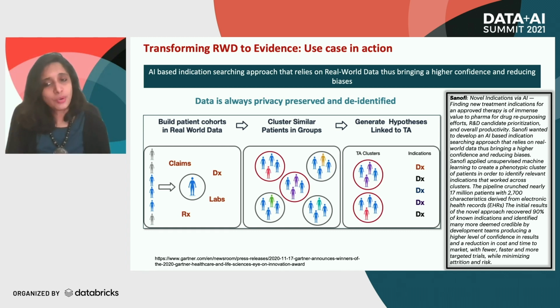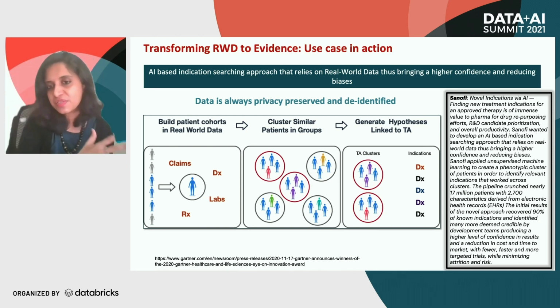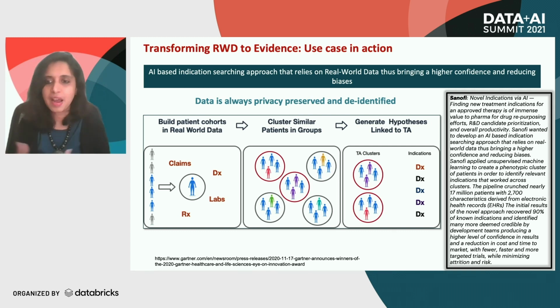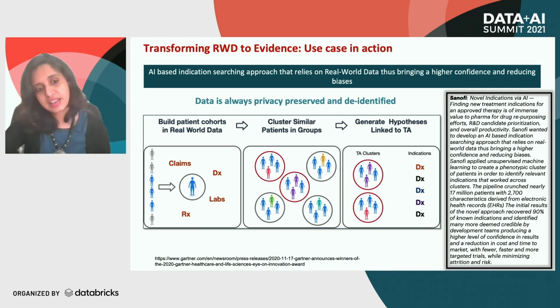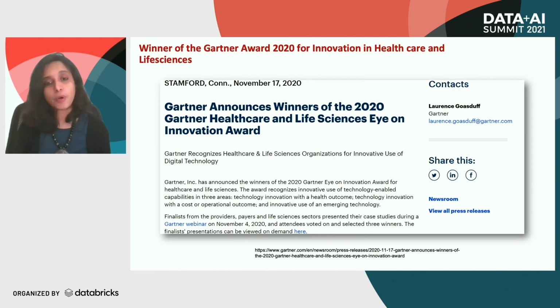On the right, you see this use case in more detail on what exactly we try to achieve, the number of different patients, the million patients that we analyzed, and the 2,700 characteristics we were able to mine into. But what's very important is this particular submission, or the endpoint of this result, was submitted last year for a Gartner award, and we ended up winning it.